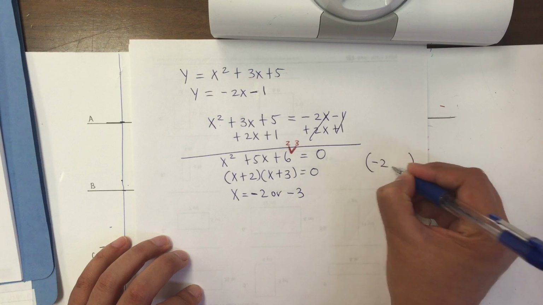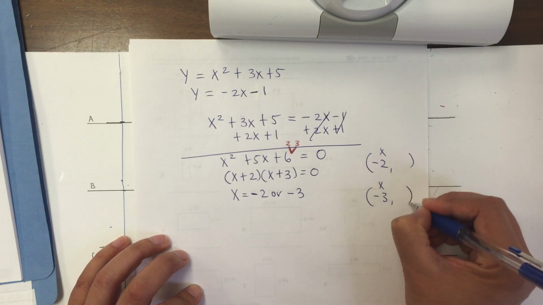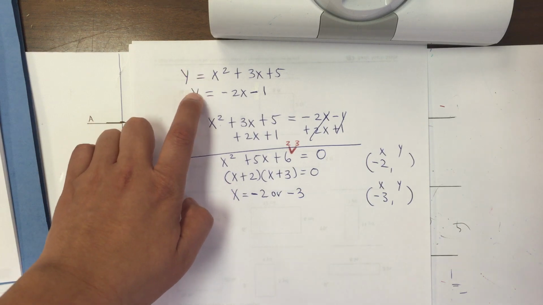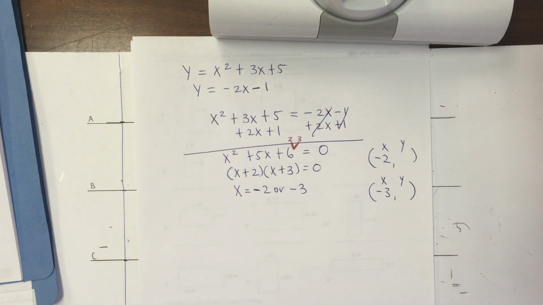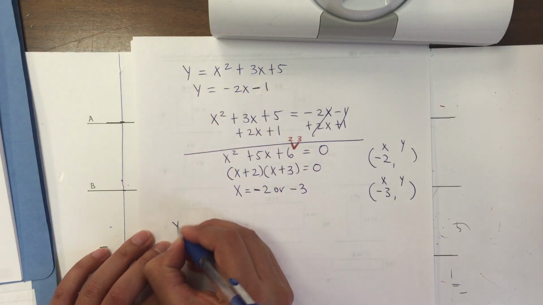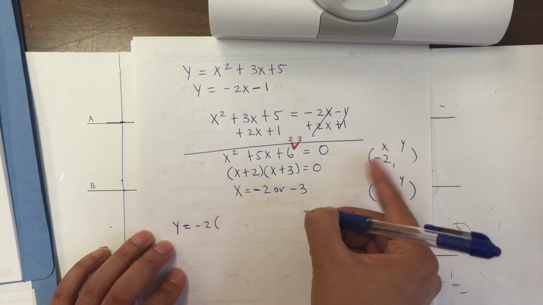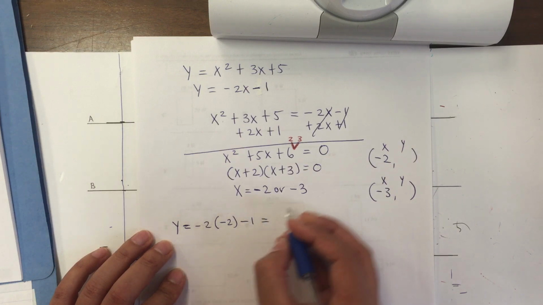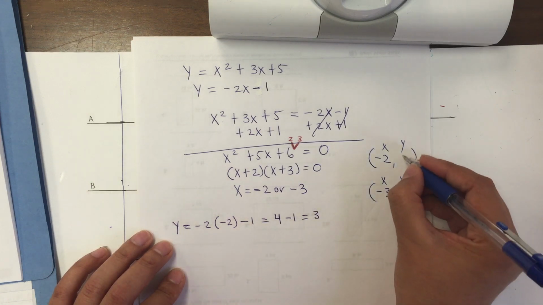I already found the value of x. And again, I'm going to have two solutions, meaning that the quadratic equation and the linear equation will meet at two different points. But I still need to figure out what y is. And so I'm going to use, again, it's easier to use the linear equation, but you can use any of the two. Negative 2 times negative 2, which is my value of x, minus 1. Negative 2 times negative 2 is positive 4, minus 1, which is 3. So that's the value of y.